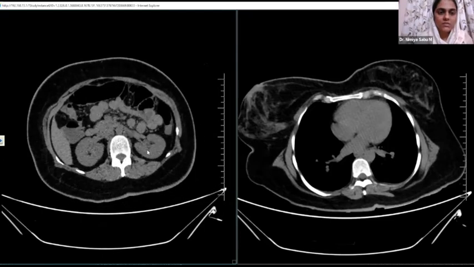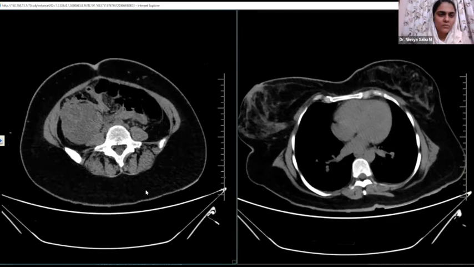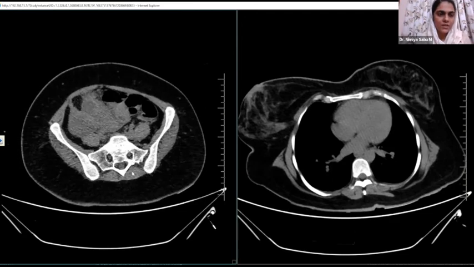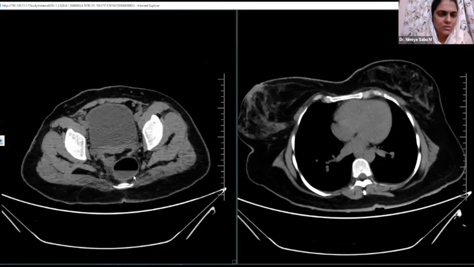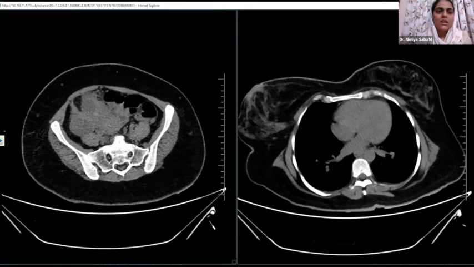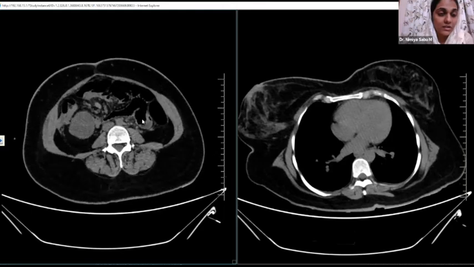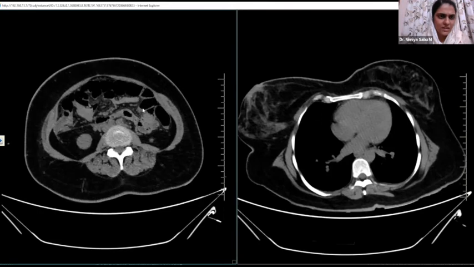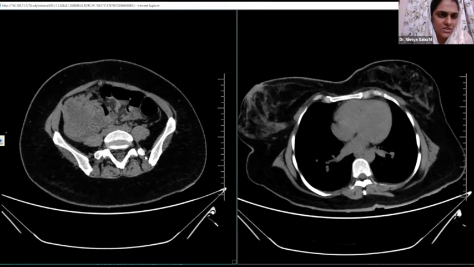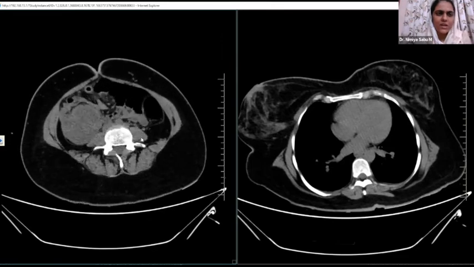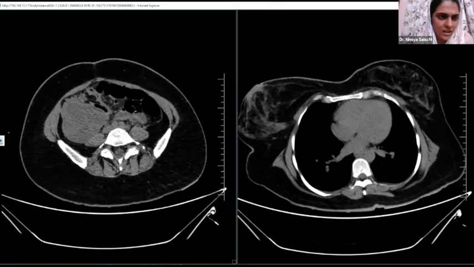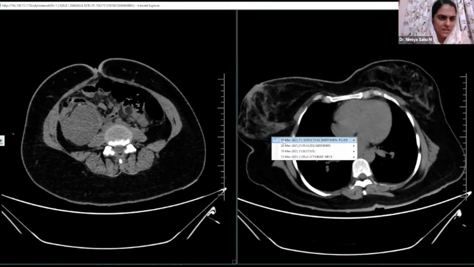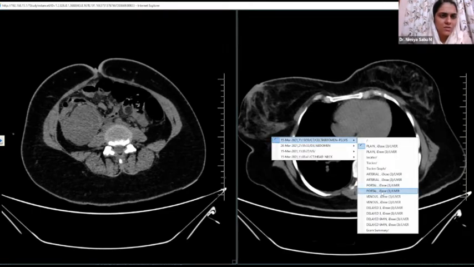CT axial sections of a 31-year-old female whose history is unknown show a heterodense area noted in the right iliac fossa and the pelvis on the right side. It appears to be a well-defined lesion with irregular margins, and multiple hypodense areas are noted within. A few linear hyperdense areas are seen within the area. Significant surrounding fat stranding is seen.